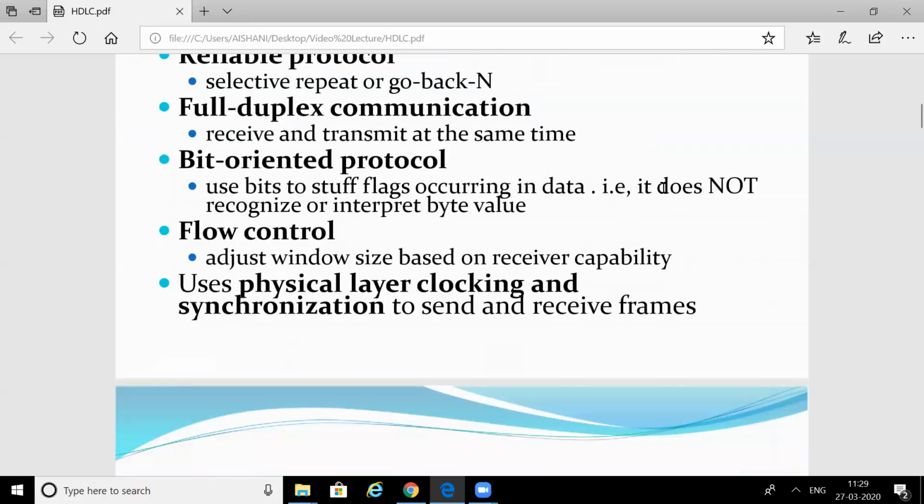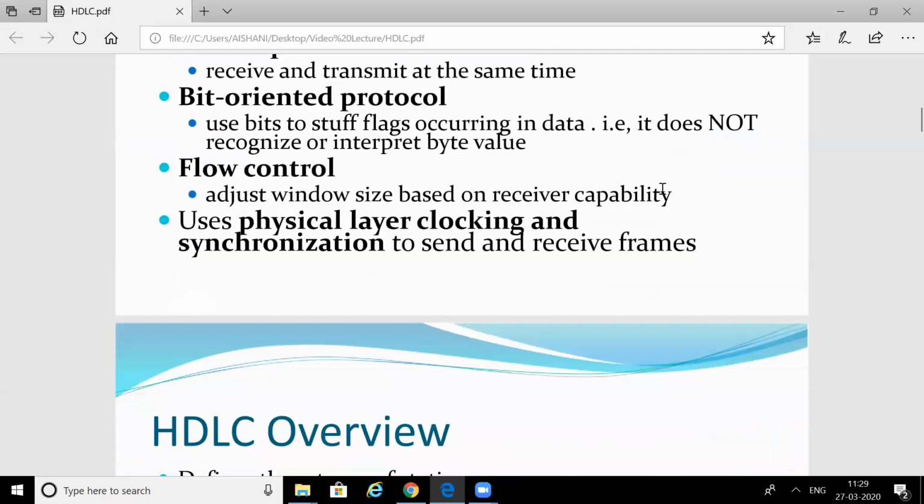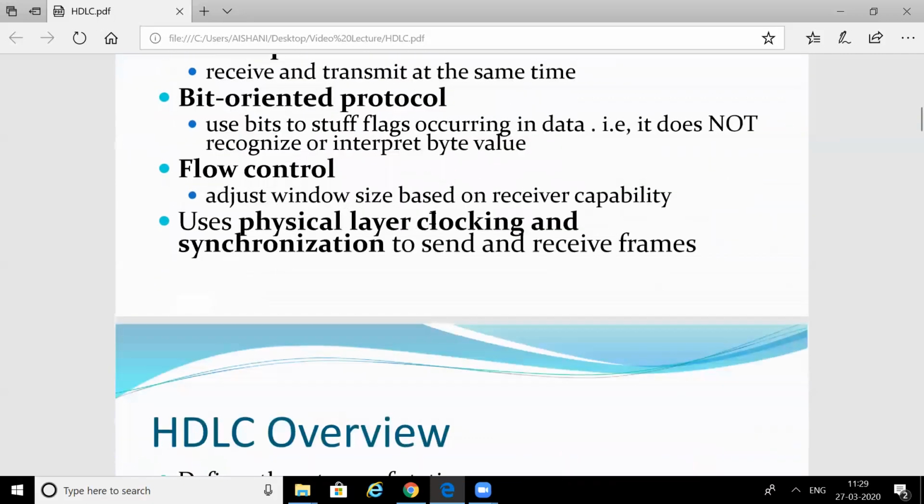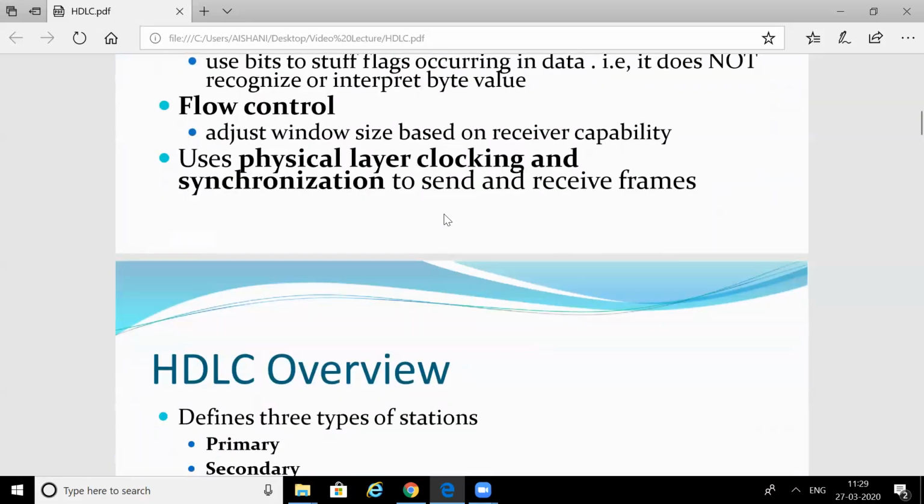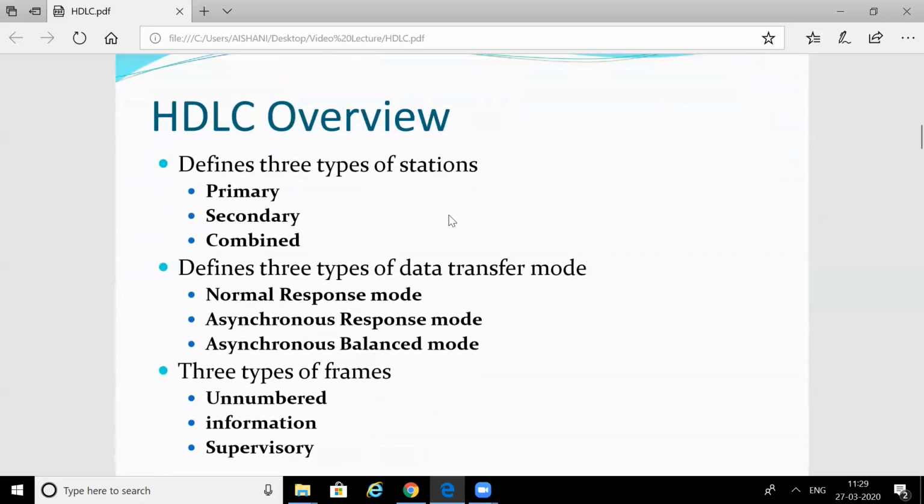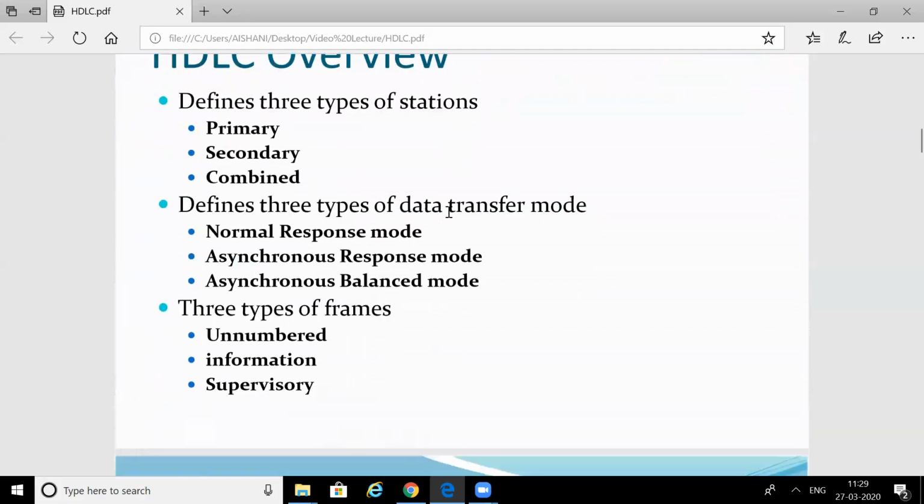It is a bit oriented protocol, and we have already seen that it uses flow control mechanisms like selective repeat or go-back-N. It uses physical layer clocking and synchronization to send and receive frames. Now, in our HDLC video lecture, we will discuss these points.